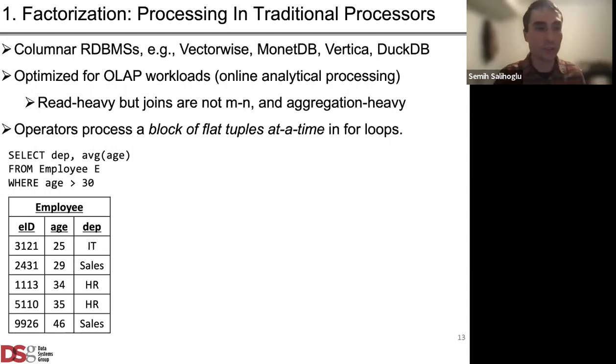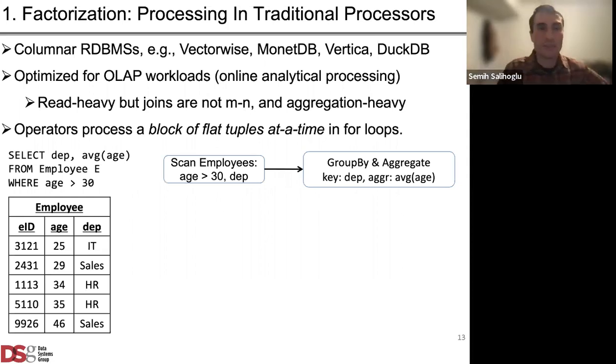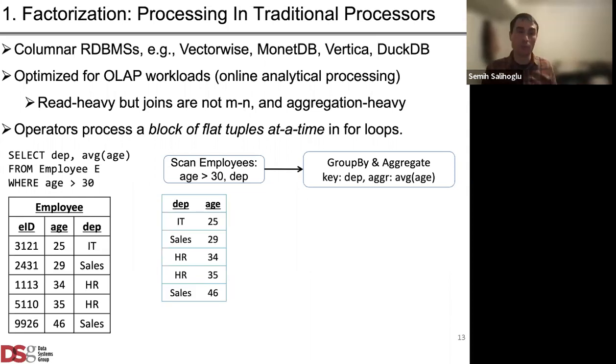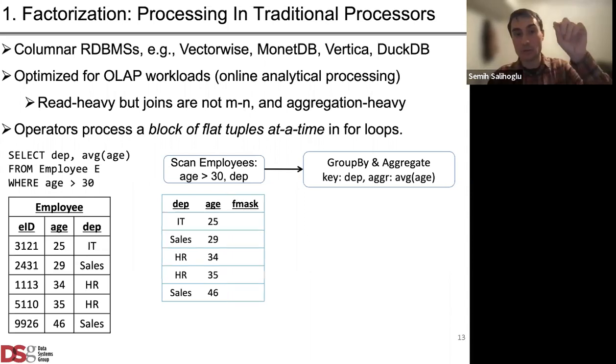So let me just show you how this works. Suppose this is your SQL query, and it's trying to group by department and find the average age of employees in a department. It's just a query over a single table, the employee table. Maybe your table looks something like this. A query plan for this in a columnar RDBMS like DuckDB is going to look very similar to this. You're going to have a scan operator, and maybe it runs a filter, but it's going to work on blocks of tuples. It's not going to work on a single tuple at a time. It's going to perform its computation inside a tight for loop. So maybe it's going to scan from the disk a block of tuples, departments and ages, and it's going to run a filter in a for loop, this first scan operator, finding those tuples that pass the filter, which is greater than 30 in this case.